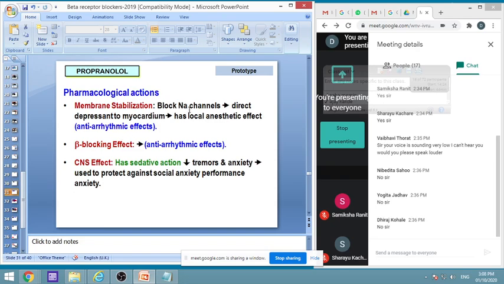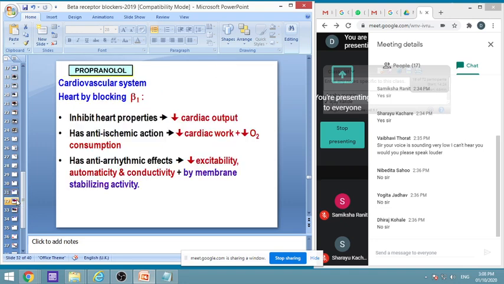Actions: it is membrane stabilizing, so it has an antiarrhythmic effect, and a beta blocking effect. In the CNS it has a sedative action, it decreases tremor, it decreases anxiety, and it is used to protect against social anxiety, performance anxiety, etc. But again, for anxiety we have many safer drugs, though yes, it can also be active in that case. In the cardiovascular system, it causes a beta 1 effect, so it decreases the cardiac output, decreases the cardiac work, and decreases oxygen consumption.